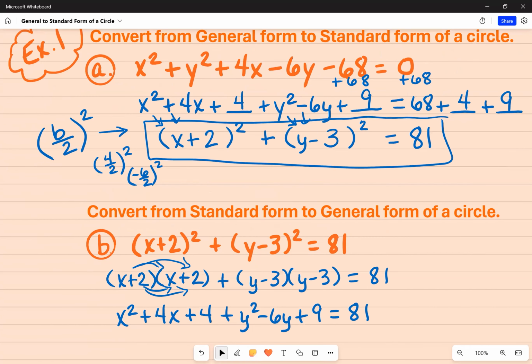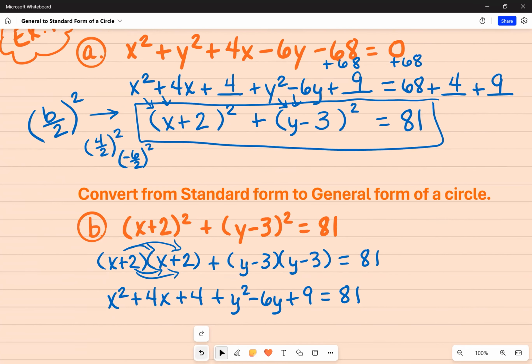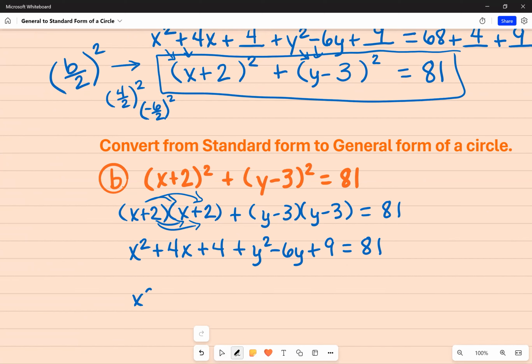I'm trying to get it in the general form. So what I want to do is get my x squared first, and then my y squared. And now I want to find my x, which is plus 4x, and then my y, minus 6y. And I want to set all this equal to 0.